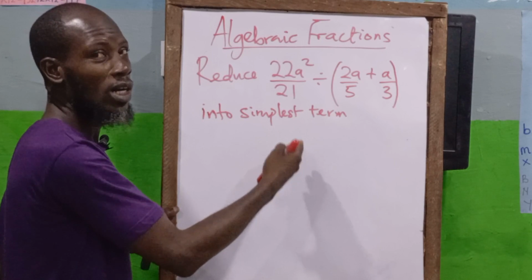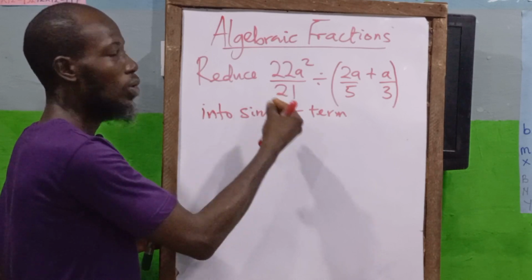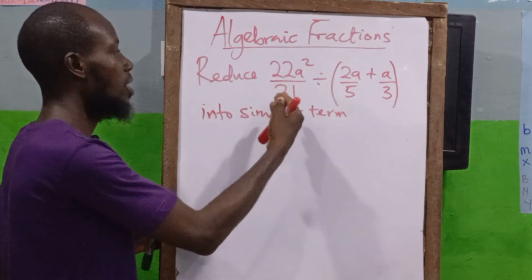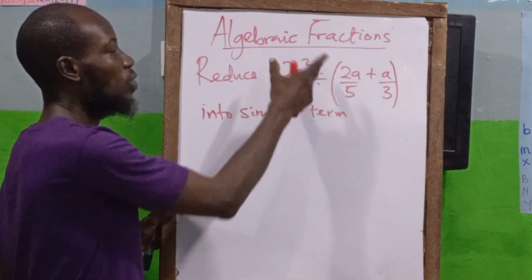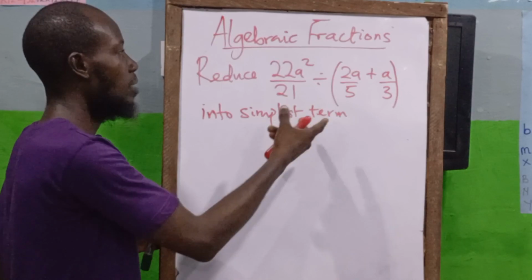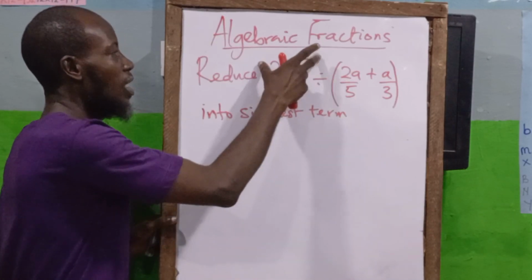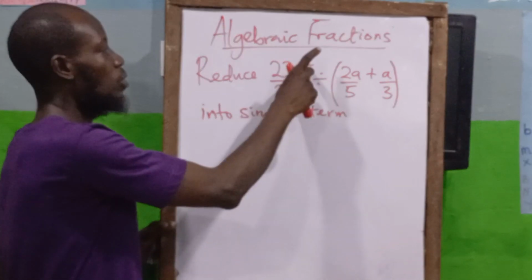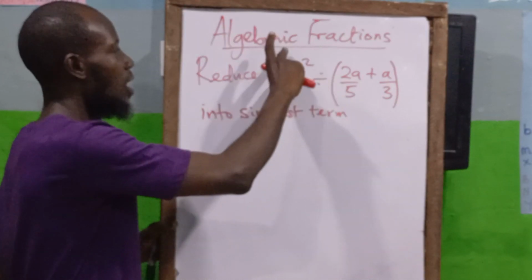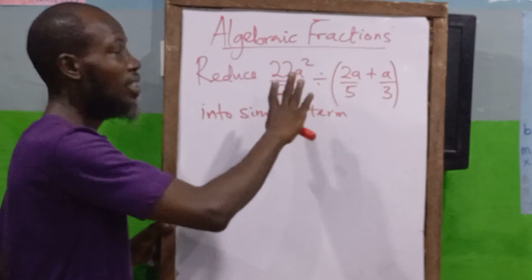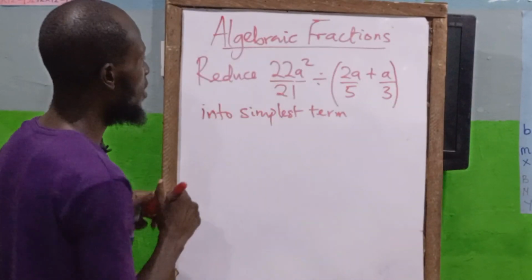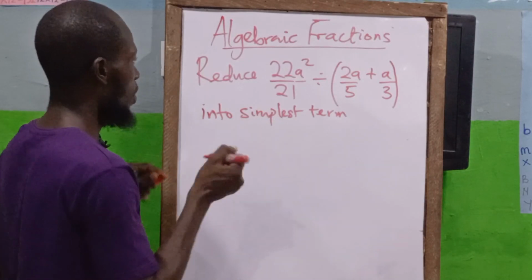In algebra, we make use of letters to represent numbers. That is what we refer to as an algebraic term. And at times, an algebraic term may not have a variable. In that case, it is referred to as a constant term. So for this lesson, let's see how we are going to solve this.